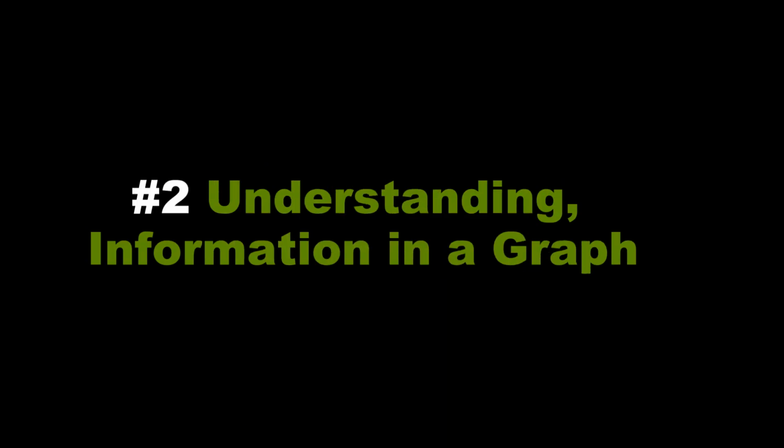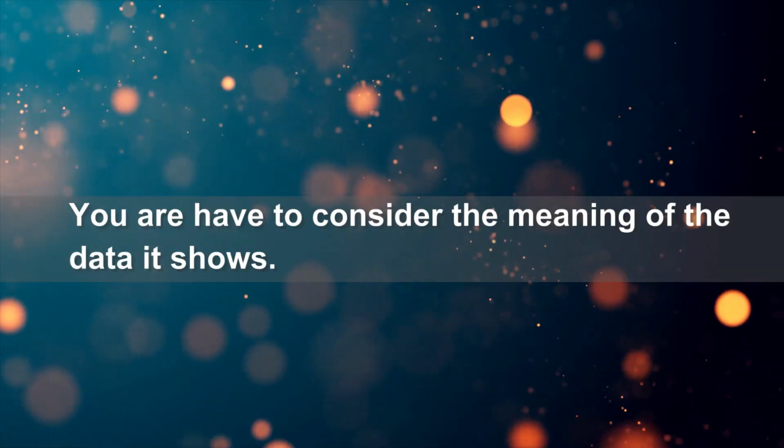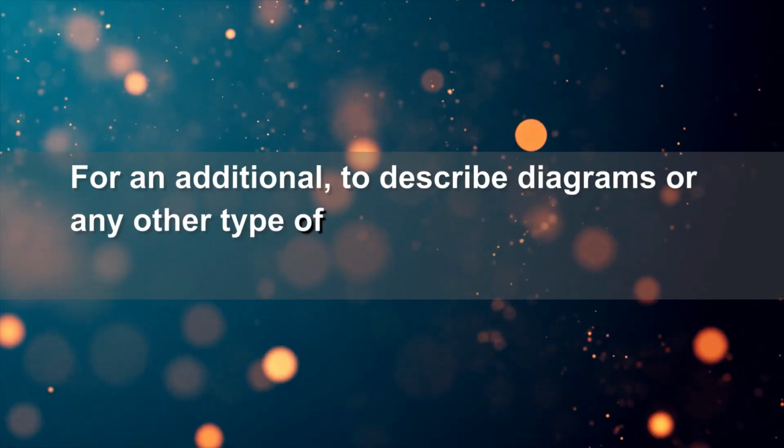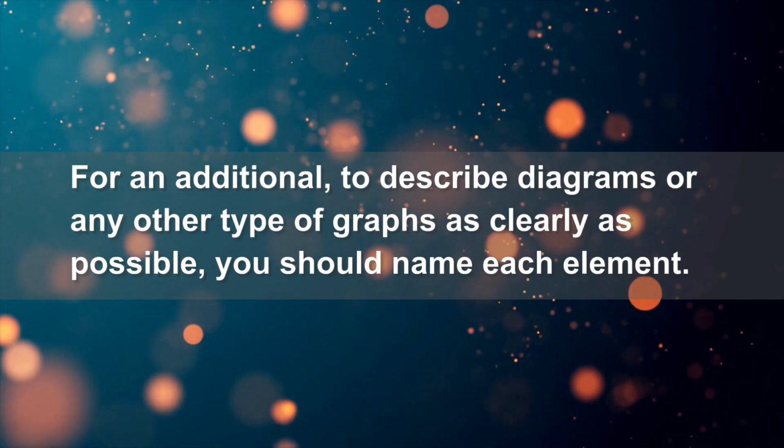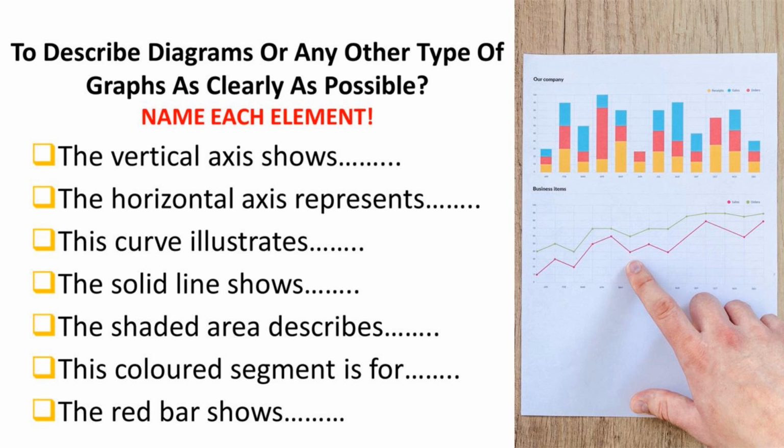For tip number 2, understanding information in a graph. In this tip, you have to examine the graph from tip number 1 in more detail. You have to consider the meaning of the data it shows. Additionally, to describe diagrams or any other type of graphs as clearly as possible, you should name each element. For example, 1. The vertical axis shows 2.